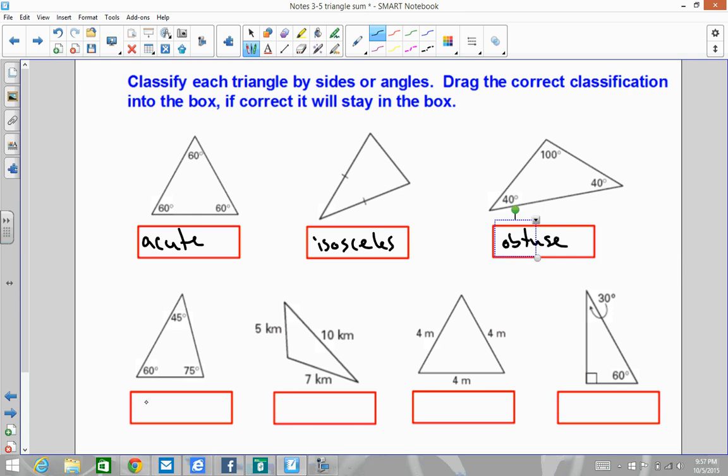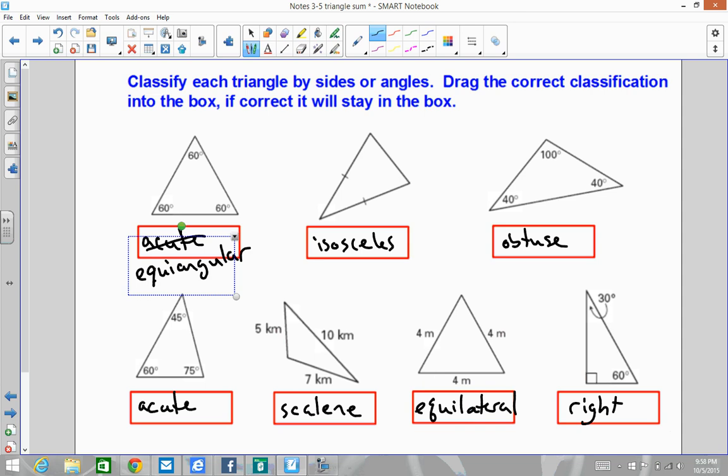This one right here is an acute triangle also. This one is a scalene. This is an equilateral. And this one is a right triangle. Now this one up here is an acute, but it's got a better name, so let's make this an equiangular.